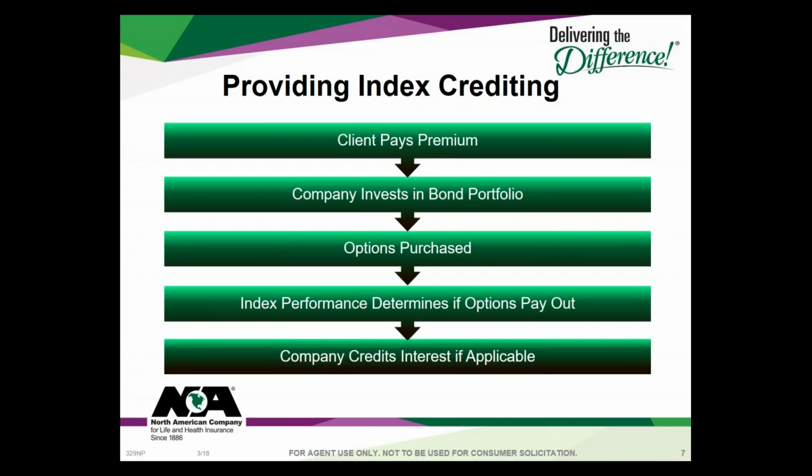So here's what happens. The client pays the premium. We take those monies and put them in our bond portfolio, which we do on all of our other UL and IUL products anyway. And we take the interest on those bonds and we go out and buy options. And then the index performance determines whether or not the options pay out. And if the options pay out, then we get the money that is available to credit interest to the policy. So this is how it works.